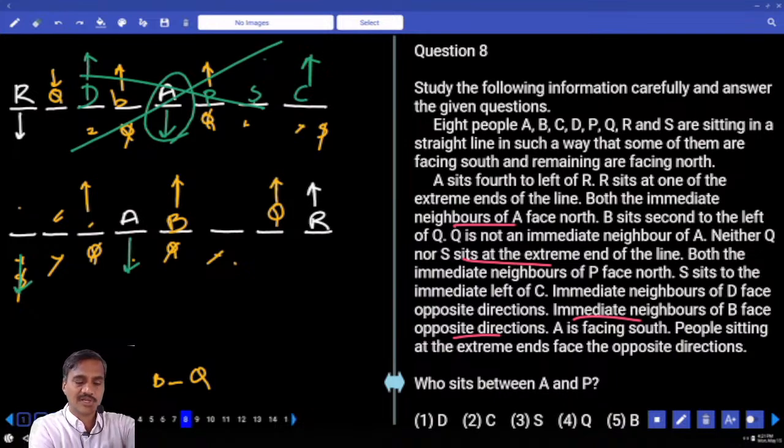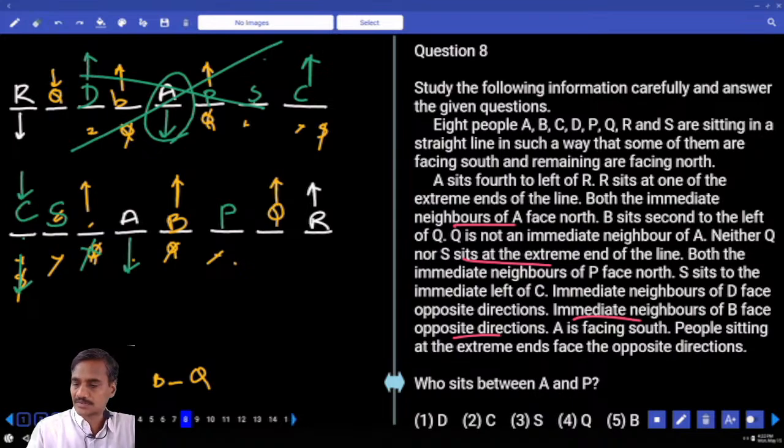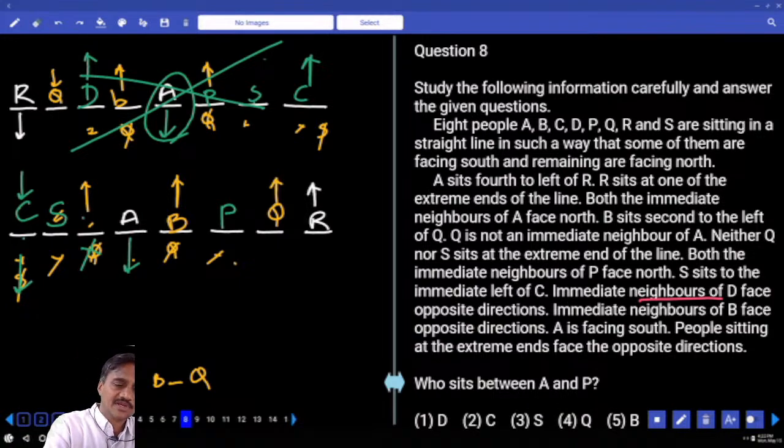Now we are left with only one case. The immediate neighbors of P are facing towards north. P cannot be here because P and A are not adjacent. If P is here, then B is seated second to the left, and S cannot be at this place. S is here, C is here, and S is seated to the immediate left of C. A is facing south. Immediate neighbors of D are facing opposite, and finally D is here.